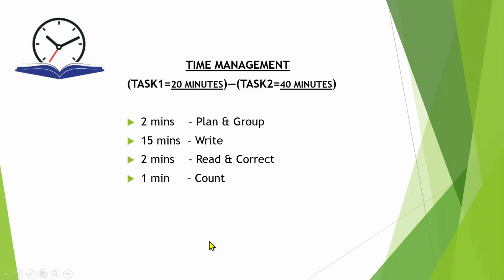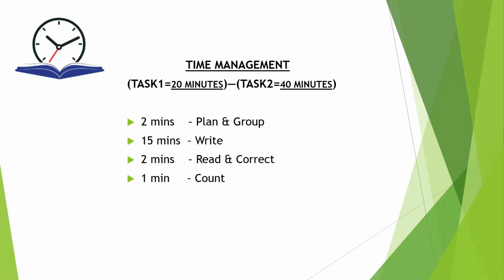Now, this is the time management for task 1 and task 2 for the letter writing and the essay writing part. 20-minute time is the breakdown, what you can see here for the letter writing. It is recommended to plan your letter for 2 minutes, plan and group before writing. Spend 15 minutes to write. Spend the last 3 minutes, 2 plus 1, to do your proofreading. And if you want to do a quick word count, you can do that. You don't have to count an individual word. There is a small technique to do your word count.